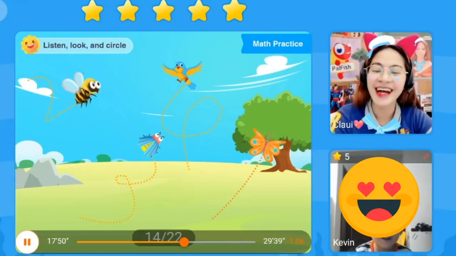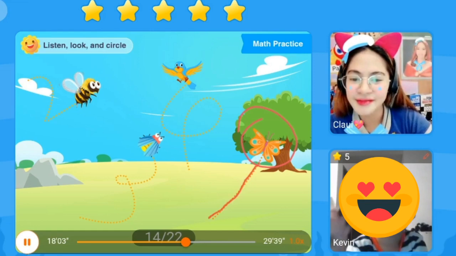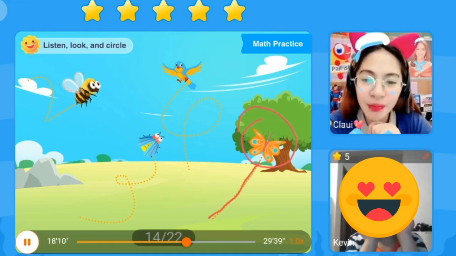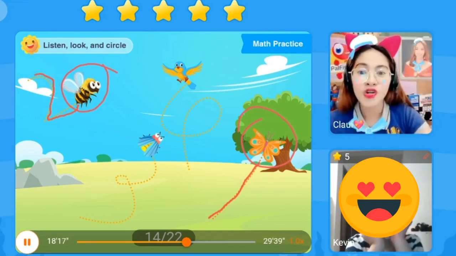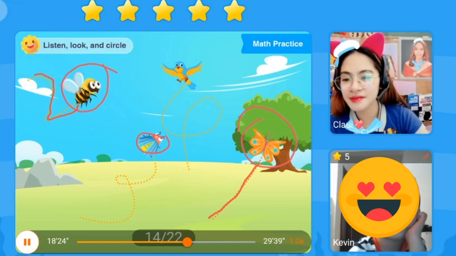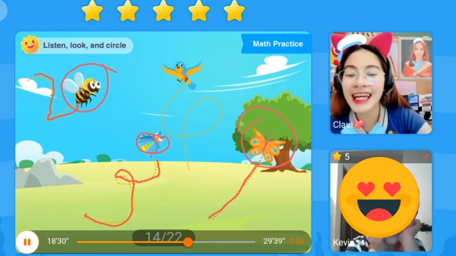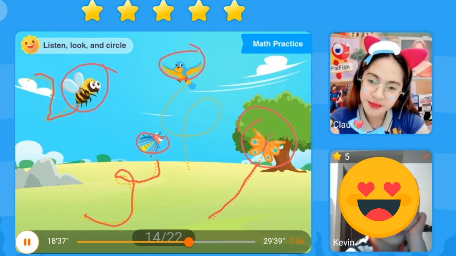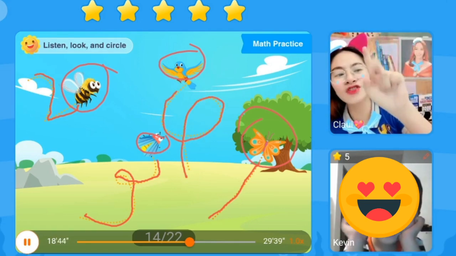Okay, look. Let's start with the butterfly. What number can you see in the butterfly? What number is that? One. Look at the bee. What can you see? Two. Look at the firefly. What can you see? Three. Well, look at the bird. What can you see? Four. Now let's count. One, two, three, four.